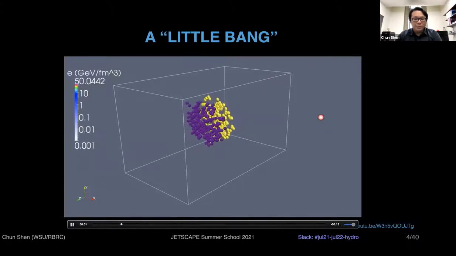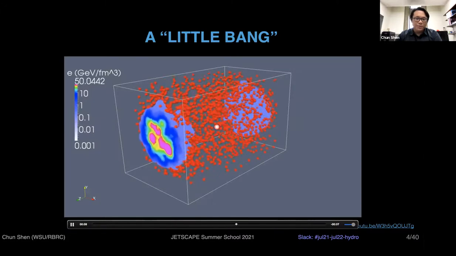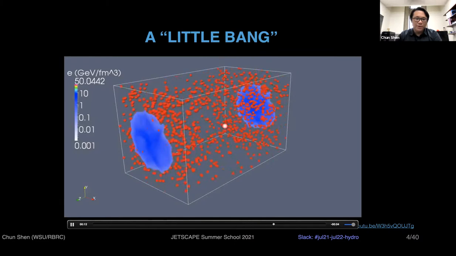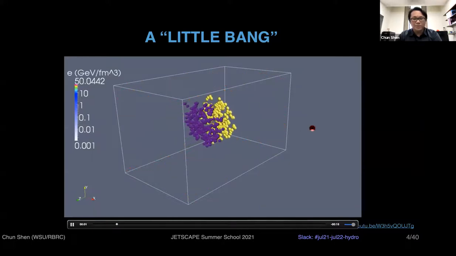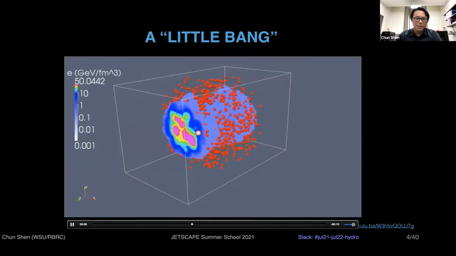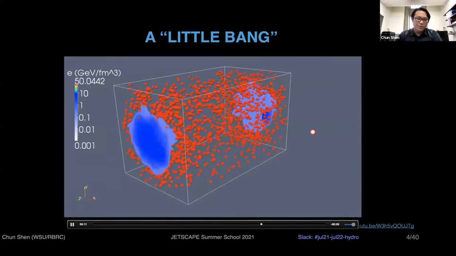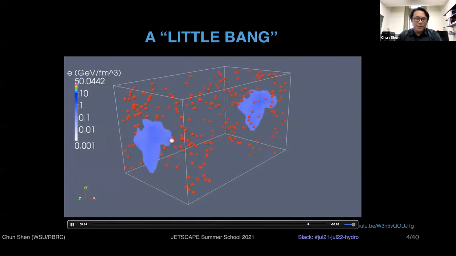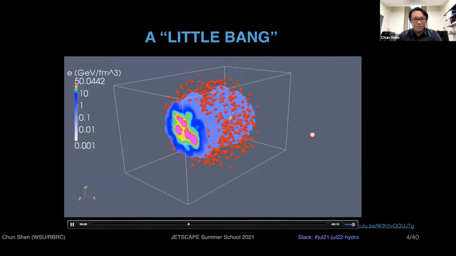As these two nuclei approach each other and pass through, they produce a lot of entropy and energy in the system. Eventually the system will fly apart and produce thousands of particles, as indicated by the red dots in this animation. These regions are at very high density. It could reach a new phase, the quark gluon plasma phase, which we believe then evolves through very strongly coupled dynamics that can be described by hydrodynamics.